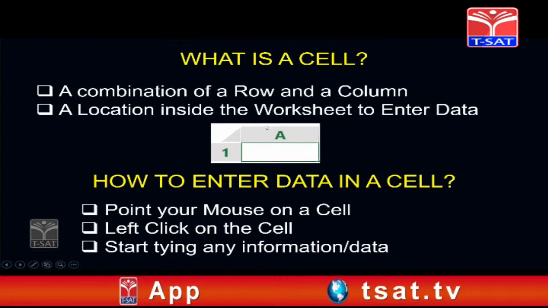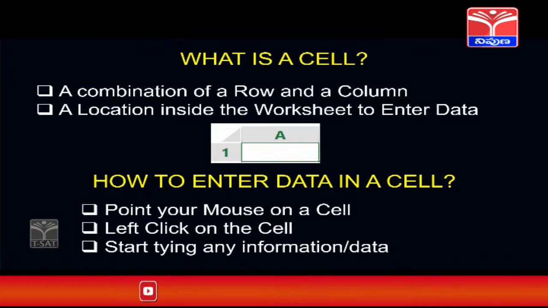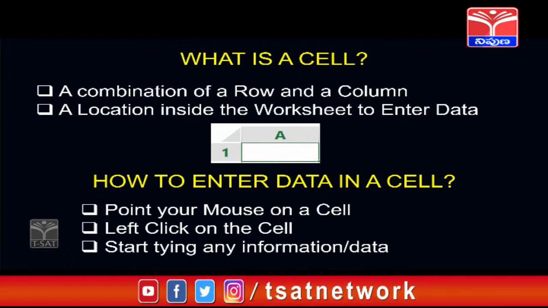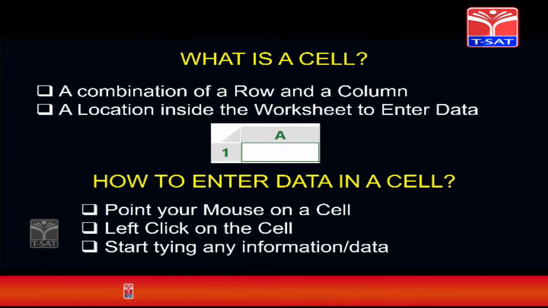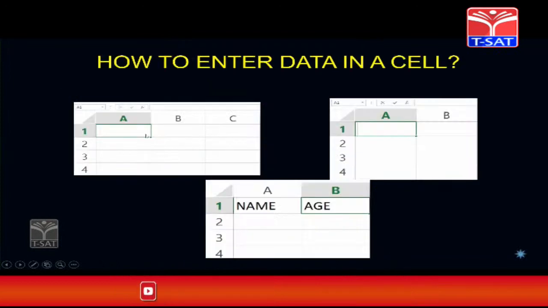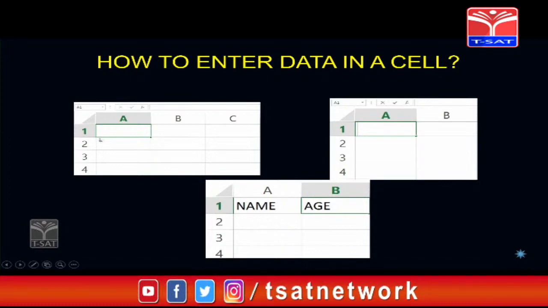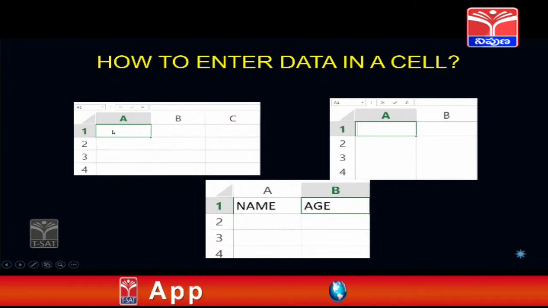Now how do we go ahead and enter data in a cell? For entering any data inside the cell, we are supposed to point our mouse on a typical cell, left click on the cell, and then start typing any information or data. As you can see on your screen, on the left hand side, we have a worksheet. Inside the worksheet, we have pointed our mouse on this particular cell, which is A1.